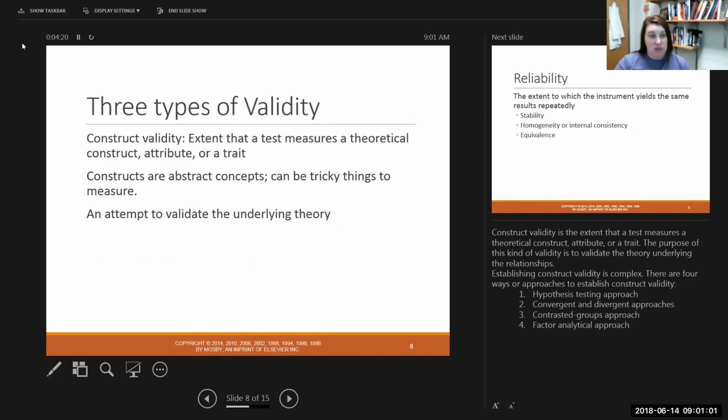Again, we have construct validity, which is the extent that a test measures a theoretical construct, attribute, or trait. The purpose of this kind of validity is to validate a theory that has underlying relationships. Constructs are abstract concepts. They're very tricky things to measure. So there are four ways that you could approach construct validity. One would be hypothesis testing. You could do convergent and divergent approaches, contrast groups, and factor analytical approaches.